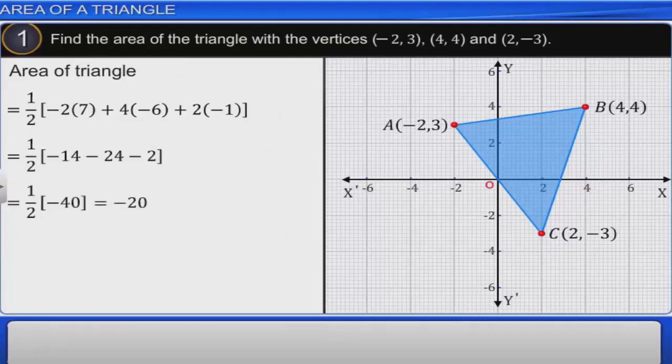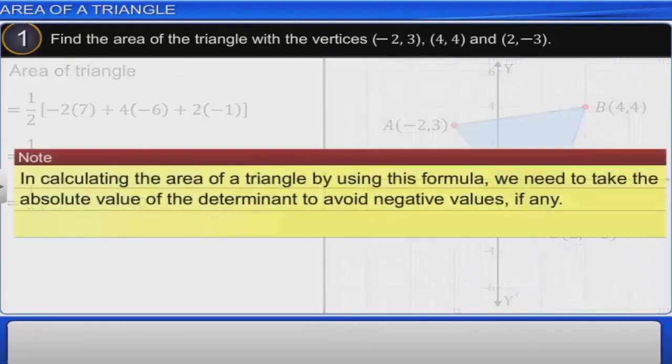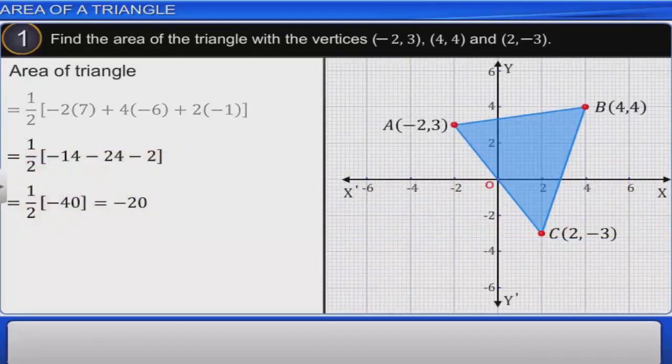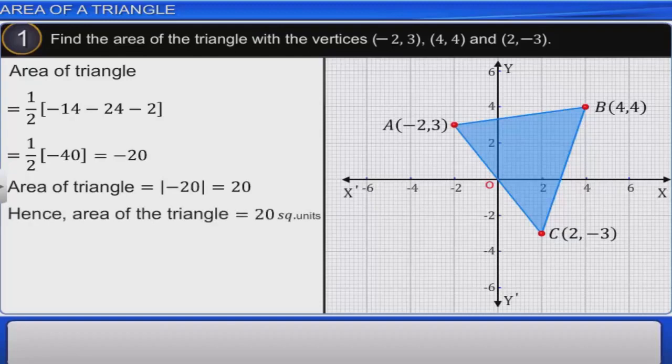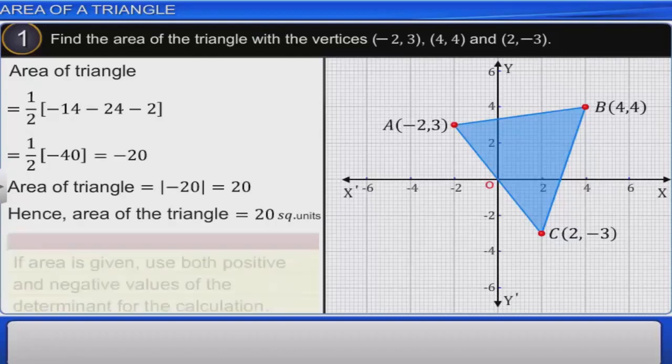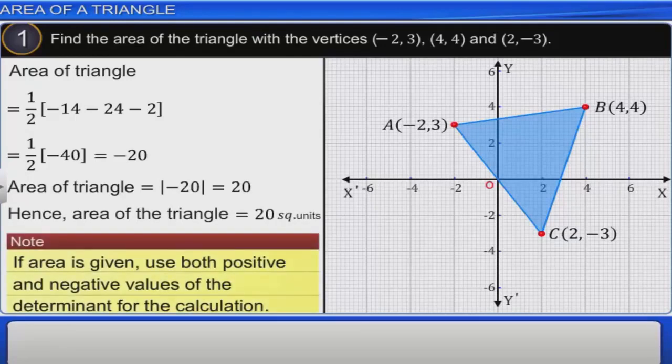Hence, while calculating the area of a triangle by using this formula, we need to take the absolute value of the determinant to avoid negative values, if any. This implies area of the triangle is equal to 20. Hence, the area of the triangle is 20 square units. If the area of a triangle is given and you have to calculate an unknown coordinate, then use both the positive and the negative values of the determinant for the calculation.